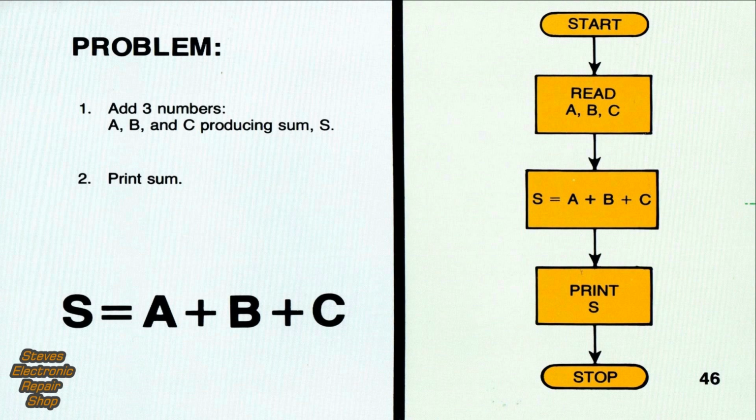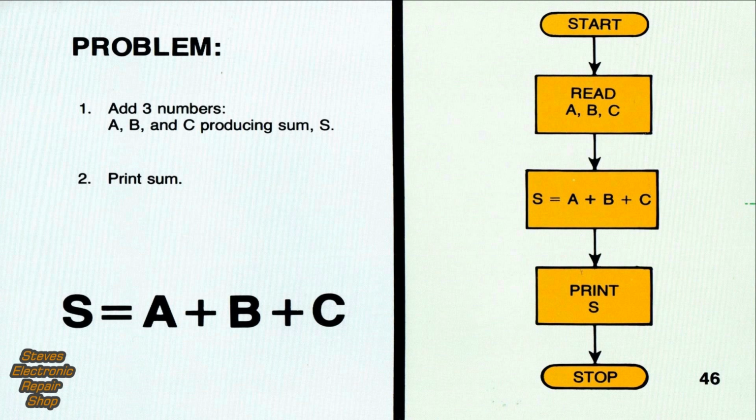The simple flowchart on the right solves this problem. Our flowchart begins with the start terminal symbol. Next, we find an operation box that tells the computer to read A, B, and C. This process loads the numbers into the computer. Then the computer is told to add A, B, and C, giving S.